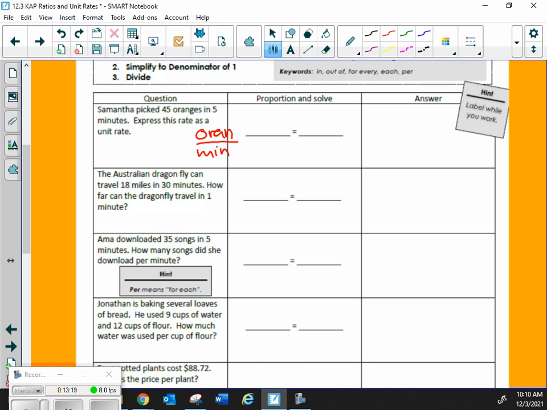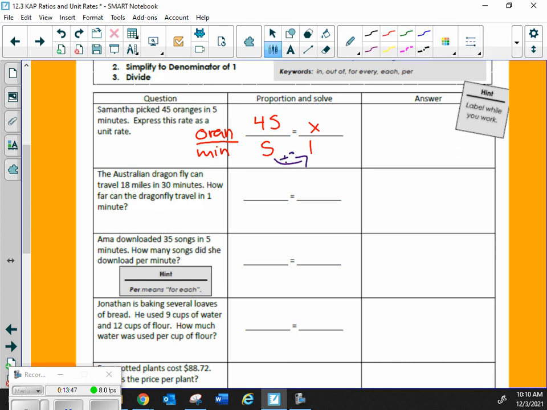What am I going to put over what? 45 over 5. I'm going to put 45 over 5, and I want a unit rate, so I want a denominator of 1. Okay? Again, the reason why I put the minutes on the bottom is that I want to know how fast it takes me to pick an orange. Not really. It's more useful to know how many oranges I can pick in 1 minute. It's a proportion. What do y'all see?